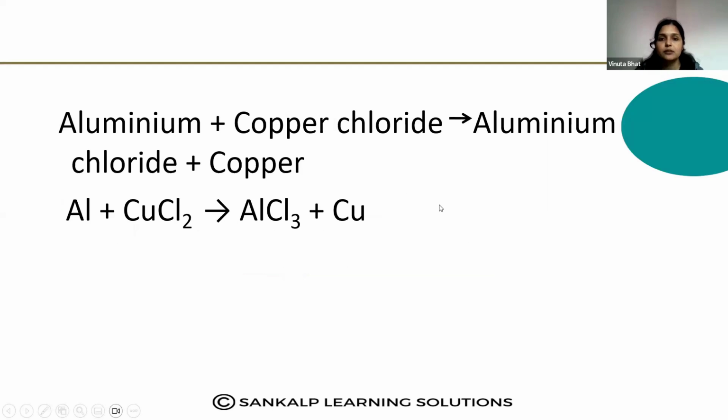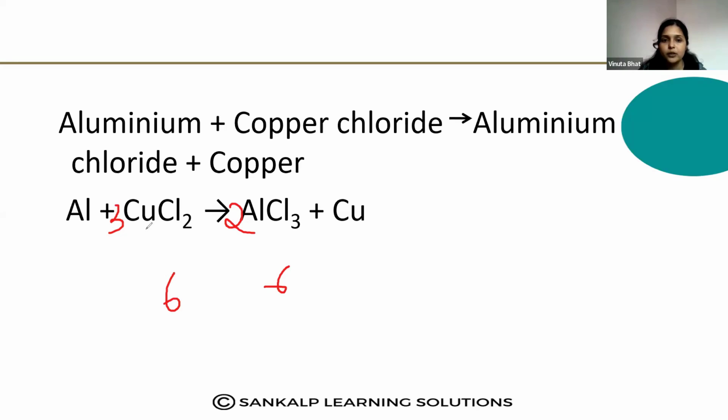Aluminium plus copper chloride forms aluminium chloride plus copper. Okay. Here aluminium is the same, but chlorine here 2, and in the product you can see 3 atoms of chlorine. Copper is the same. So I will add the 3 here: 3 2s are 6 chlorine here, and here 2 3s are 6 chlorine.